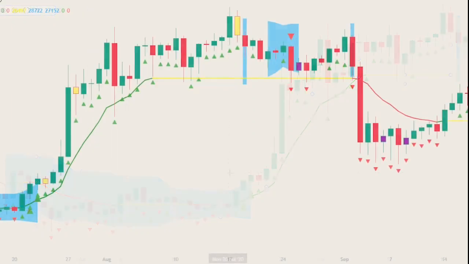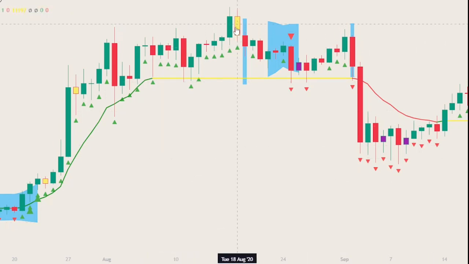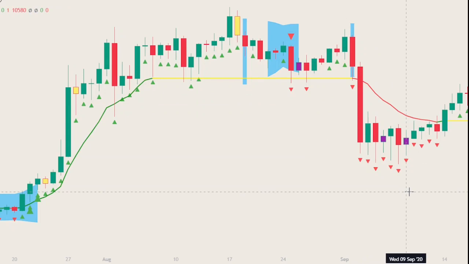MACB is equipped with bottom reversal bars and top reversal bars. These bars can show potential reversals of the current trend. Top reversal bars are yellow. Bottom reversal bars are purple. The most important thing to understand when it comes to reversal bars is the need for confirmation for these signals to be considered valid or have high probability.